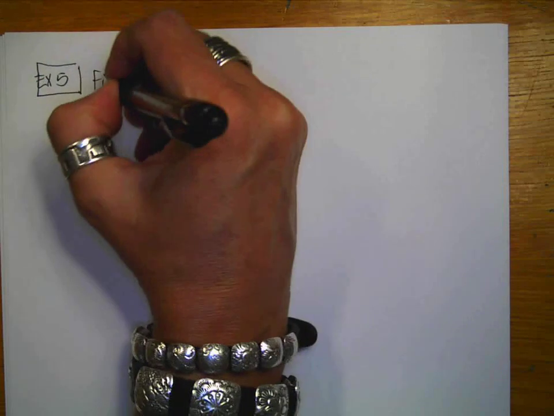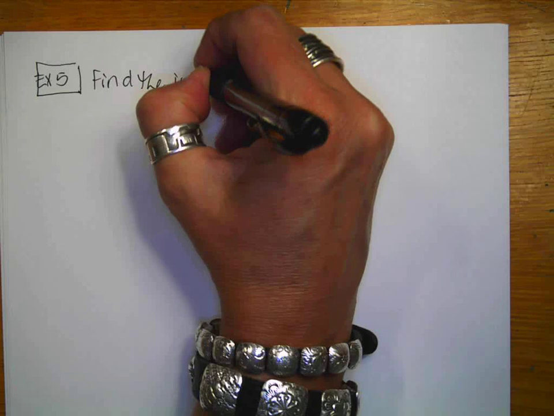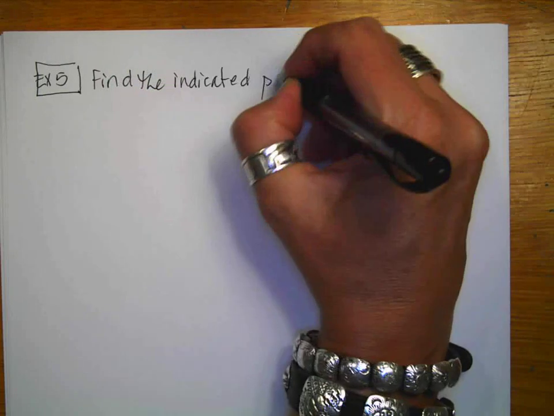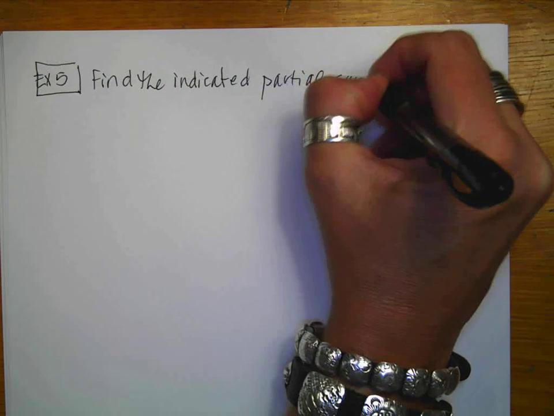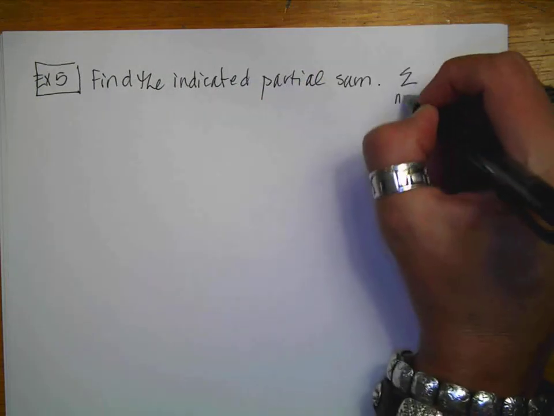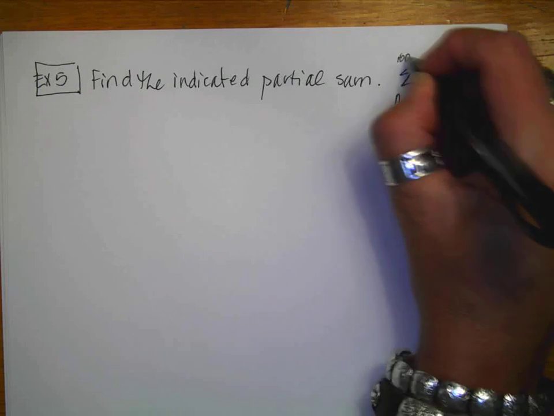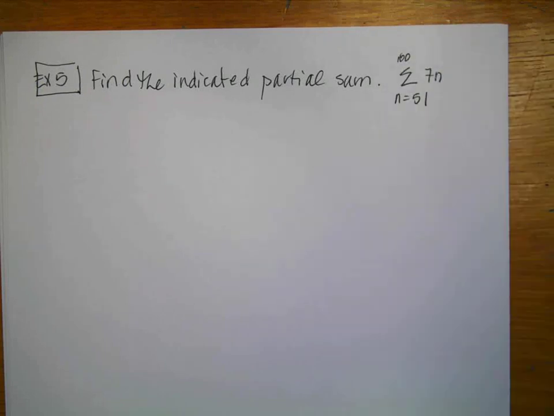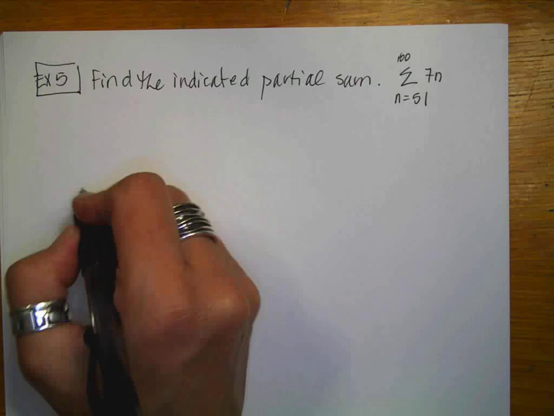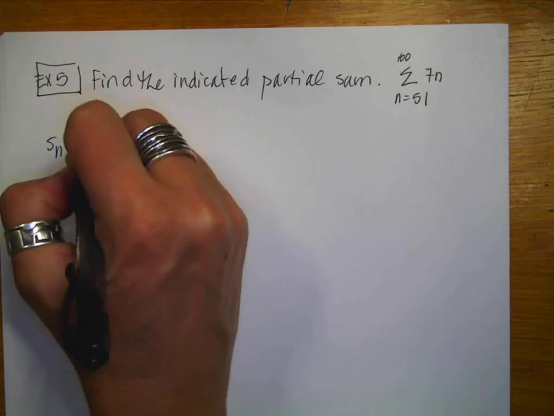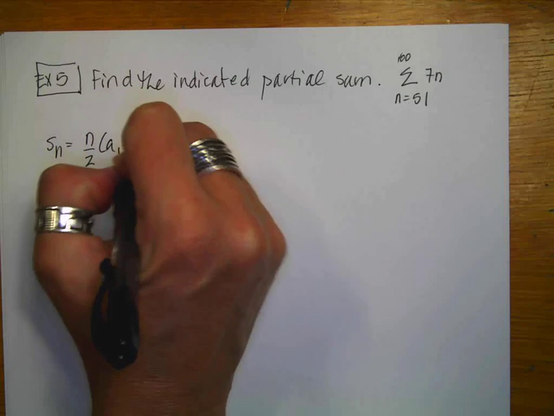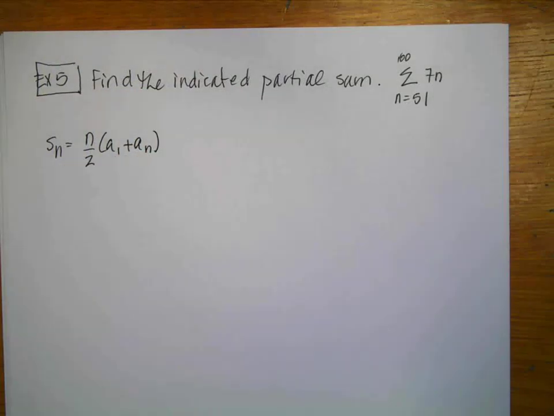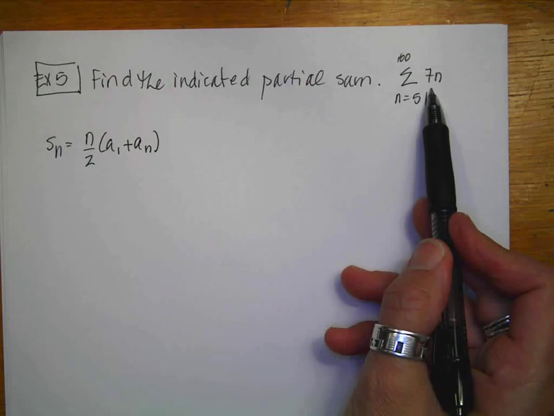So our last example, example number 5, says find the indicated partial sum, and we're going to be given the sum from n equals 51 to 100 of 7n. Yes, I could do this in my calculator, but I'm going to ask you to do it using the formula that we have. So I know that S sub n is equal to n divided by 2, first term, last term.